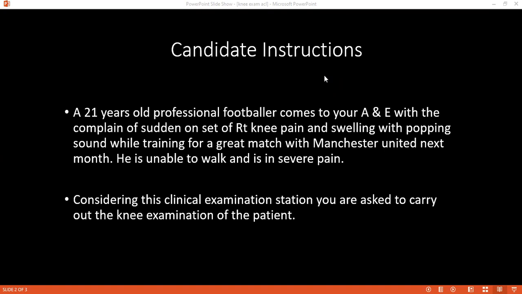Compression should not be done in the knee case, but in the ankle we can do that with a crepe bandage. Elevation, rest, and ice therapy along with the pain medication, of course. Good. Thank you.